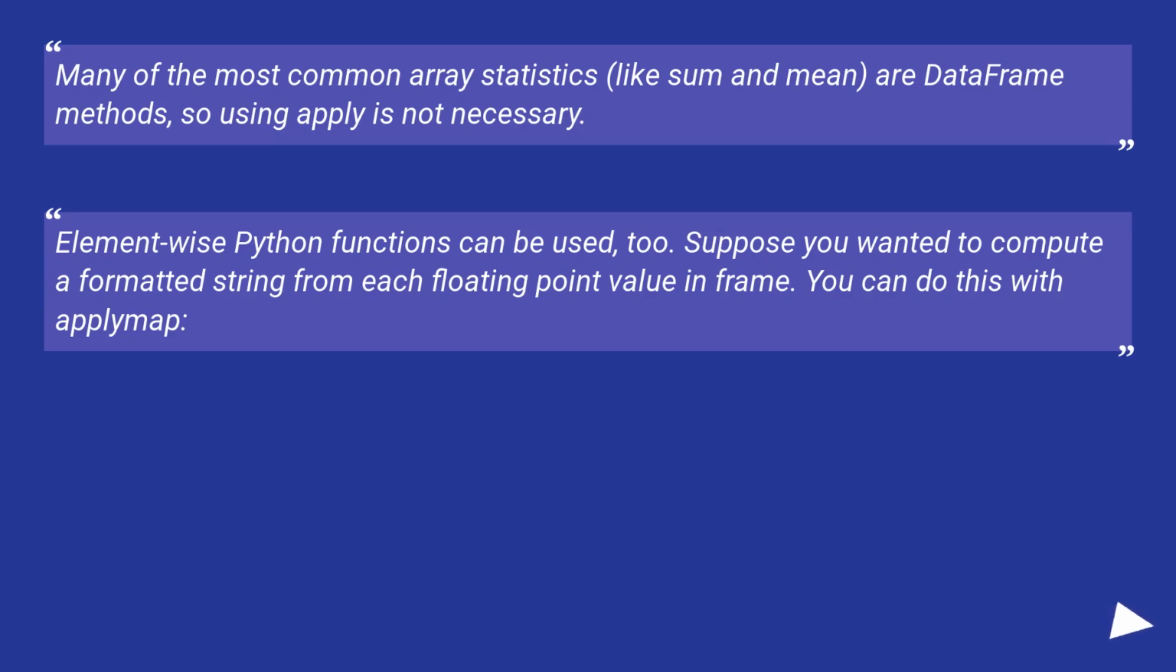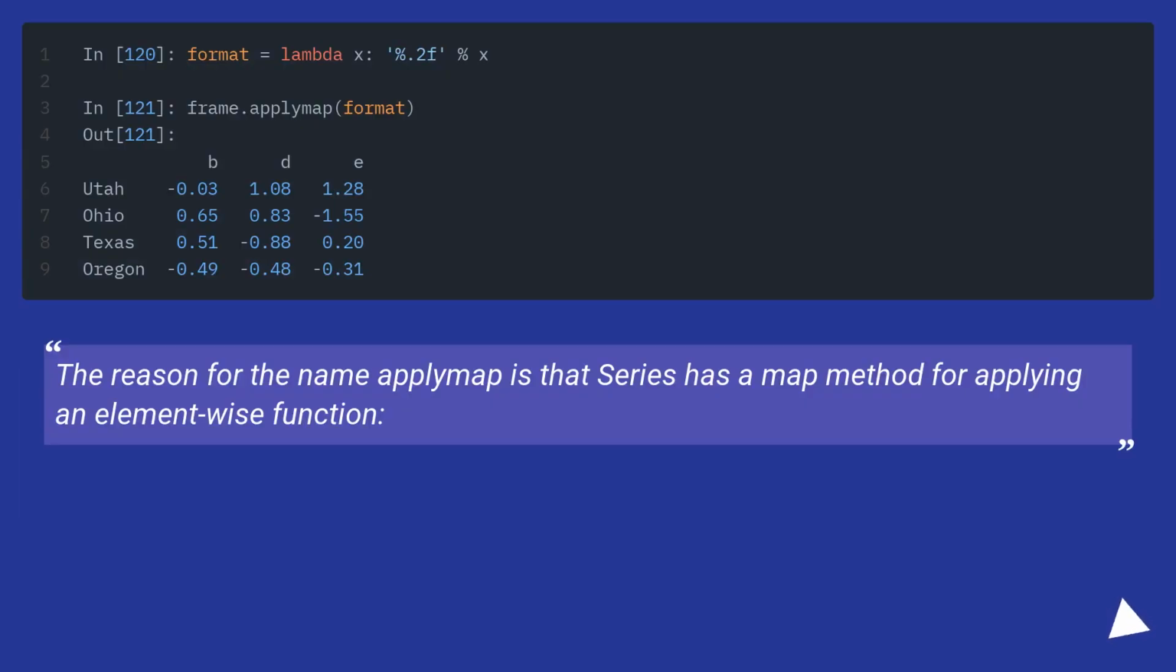Suppose you wanted to compute a formatted string from each floating point value in frame. You can do this with applymap. The reason for the name applymap is that Series has a map method for applying an element-wise function.